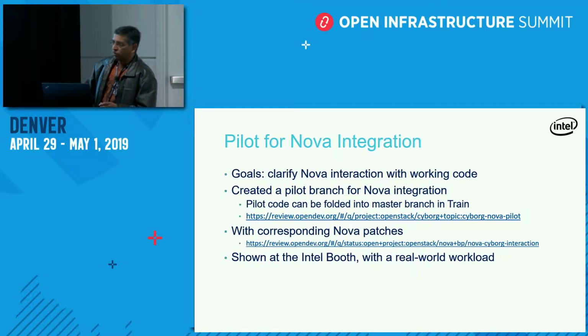In addition, we've been going on a parallel track to enable integration with Nova. The end goal is to be able to spawn VMs with accelerators attached to them. We created a pilot branch where you put in some Cyborg code, so you can test out these different ideas and get reviews. We also proposed some patches on the Nova side, which are getting reviewed as well. This code is actually in working condition, in the sense that you can spawn a VM with an FPGA attached and ask for specific functions. We demonstrated that at the Intel booth the past few days with a genomics-based workload and showed that you could offload to the FPGA and get significant speedup.